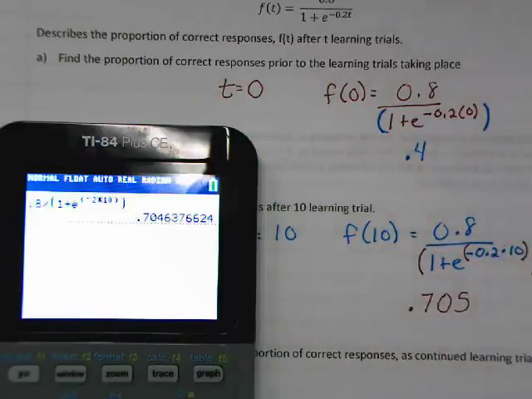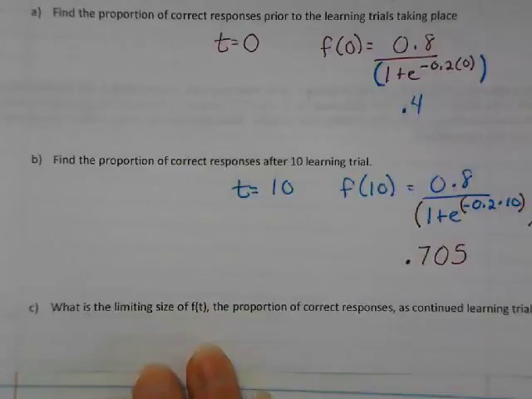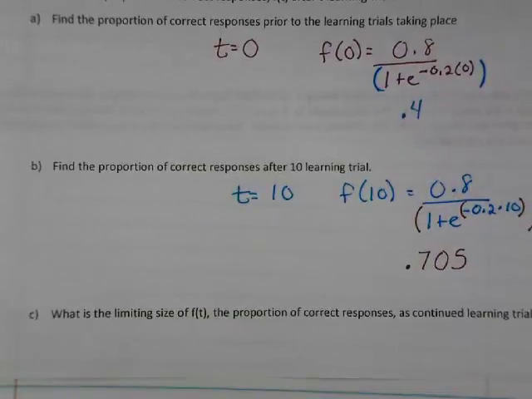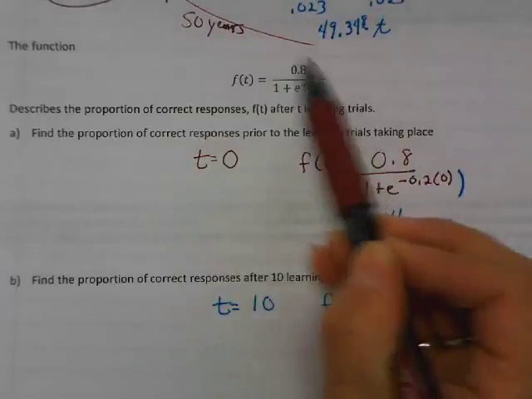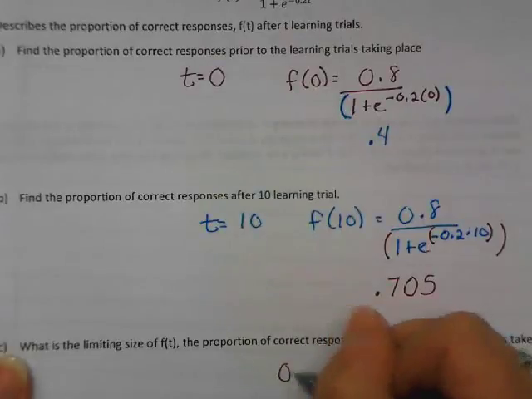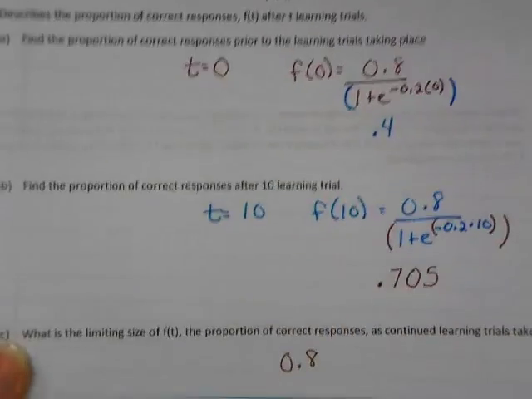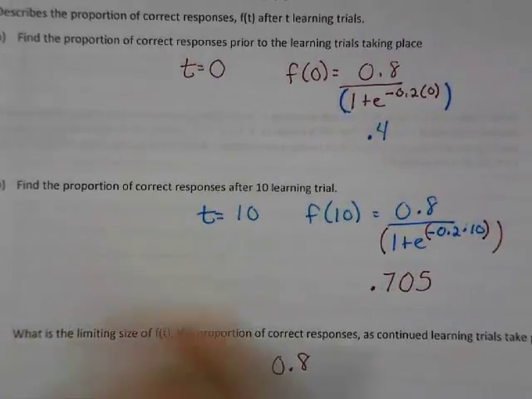And the last thing I want to know is, what is the maximum? Like, no matter what, what is the limiting size? So the interesting thing is the limiting size is whatever your numerator is. So in this case, the best I'm ever going to do is 0.8. No matter how many learning trials I give you, that's the best I can hope for. Alright? Oops, excuse me. I just created like an avalanche here.